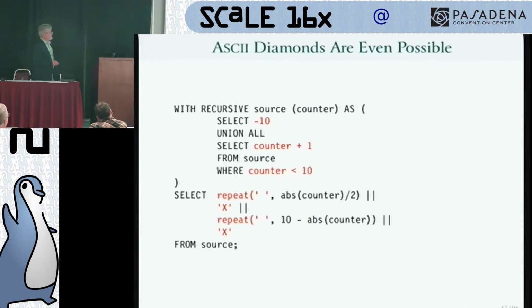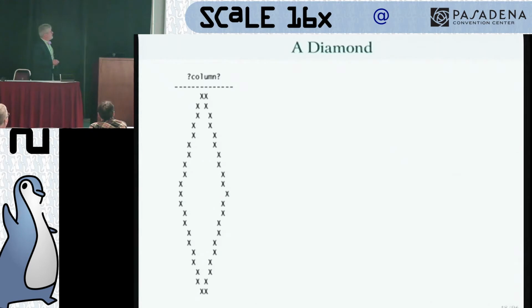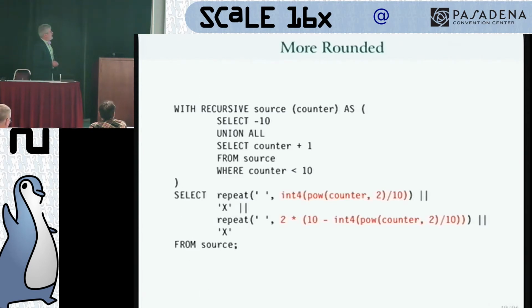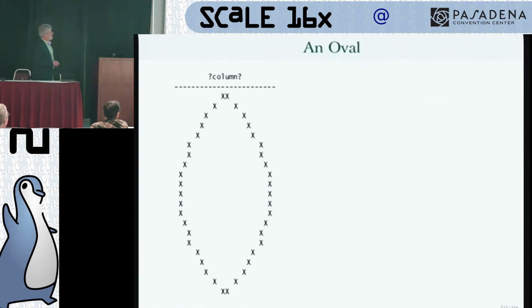I can make a diamond by changing the way I'm computing this. So now it's a diamond. I can make it more rounded if I want. Use a little power there. I got, I don't know what that is. It actually looks like a piece of bread. Everyone sees Italian bread like that.